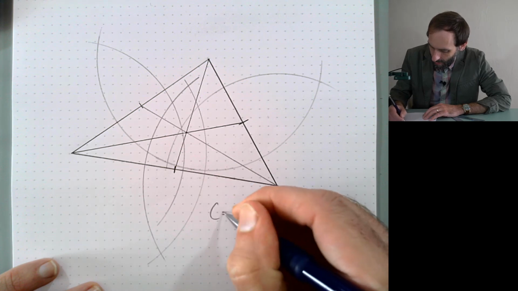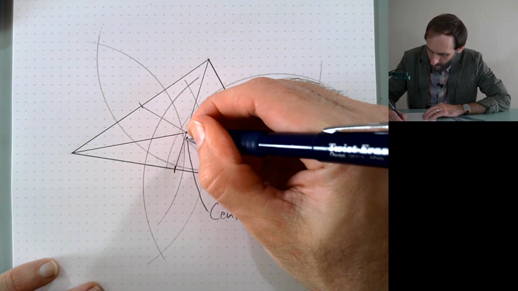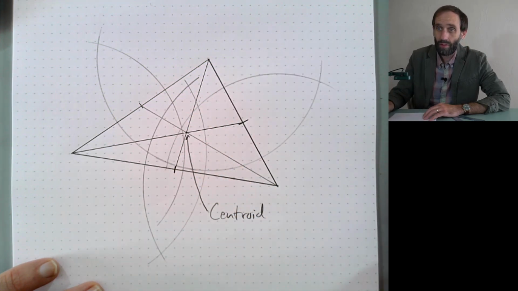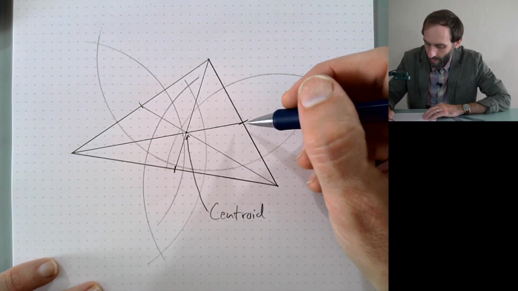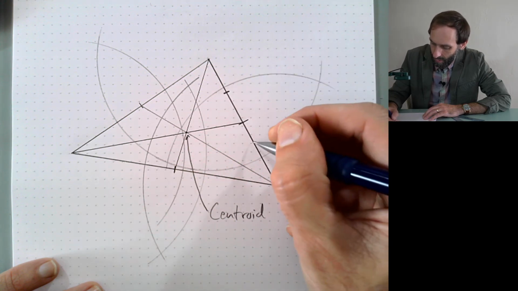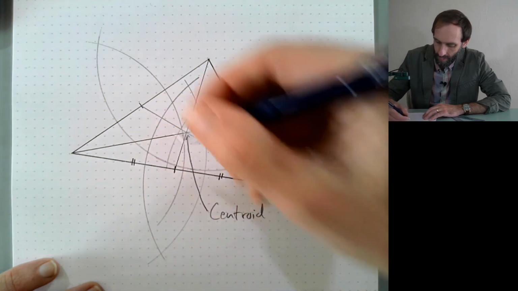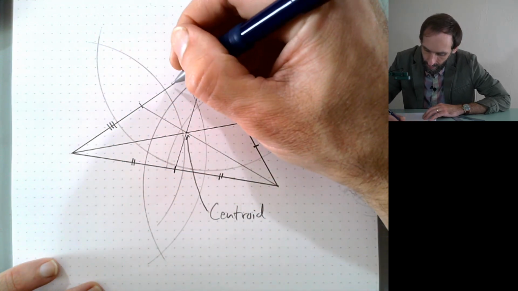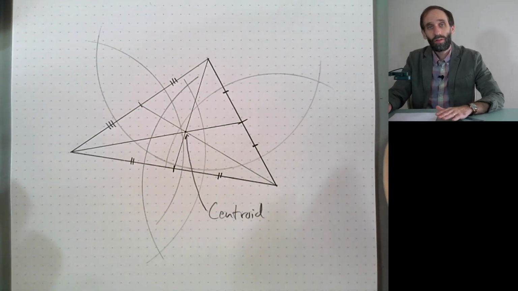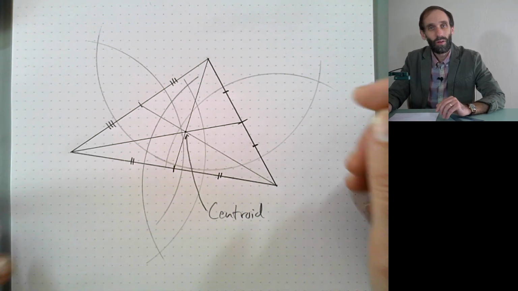So let's go ahead and write that. So that point right there is the centroid of the triangle. And since we have constructed the three midpoints, we also know that this length is equal to this length here, and this length here is equal to that length there. So that's the construction of the centroid of a triangle, and in the next video we'll look at the construction of the orthocenter.